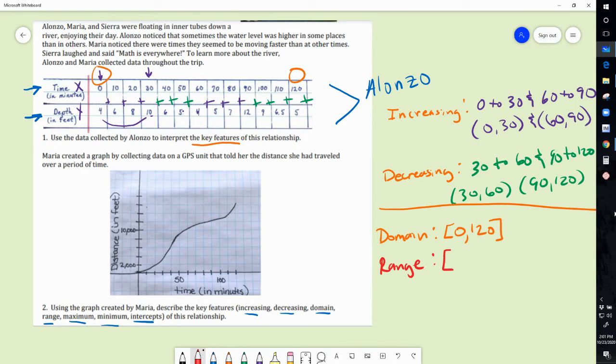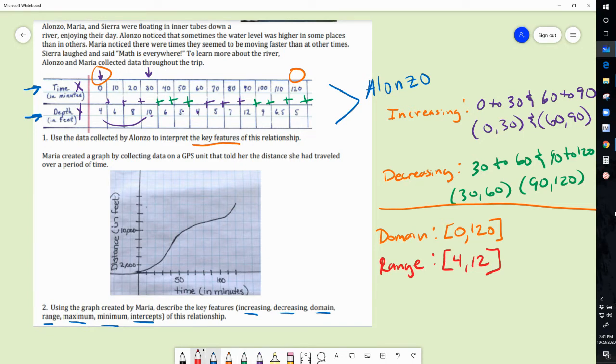I don't see any y values lower than 4. So we're going to say 4 to 12, and both are actually included. Okay, so everything between 4 and 12, we're going to assume that's true.